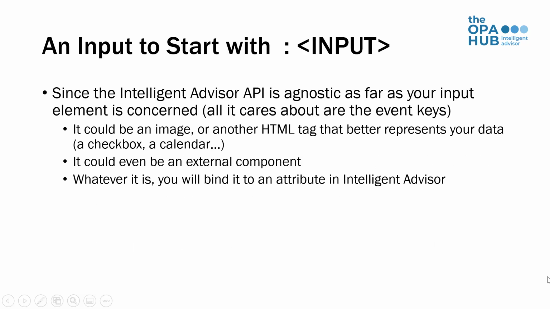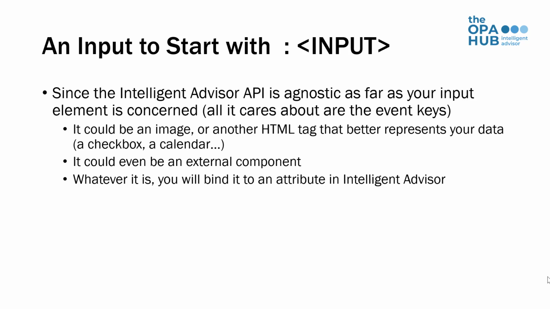So an input tag is generally a good start, but we should bear in mind that since the Intelligent Advisor API is agnostic, couldn't care less what our element is, as long as we handle the event keys, the update, the validate, the mount, and the unmount, it could essentially be an image, or anything that better represents your data, some sort of checkbox, a calendar. These are all valid input controls, and they correspond to standard input controls that you've seen in interviews hundreds of times, but you could choose to do them slightly differently.